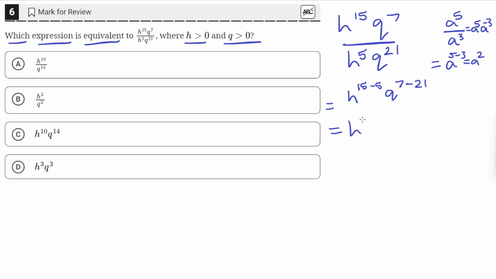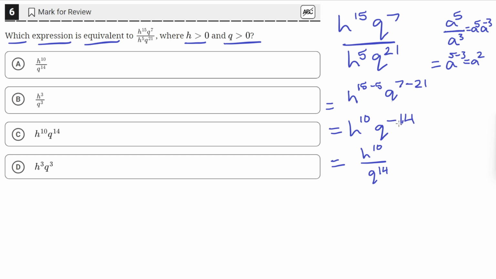And this is equal to h raised to the 10th times q raised to the 7 minus 21, which is equal to negative 14. But we also know that when we have negative exponents, we can take them to the denominator. So this just equals h to the 10th divided by q raised to the 14th. That's another rule of exponents.